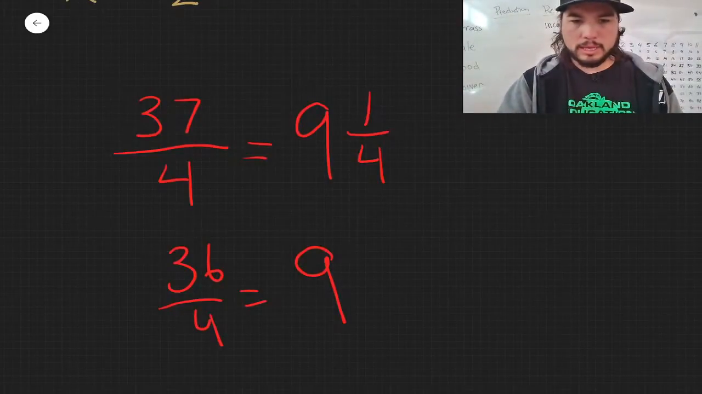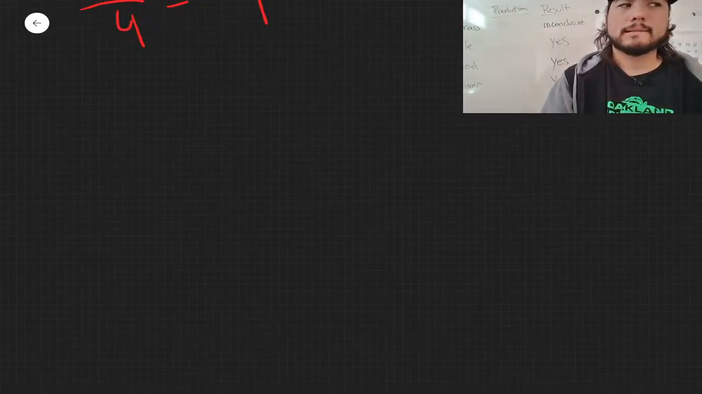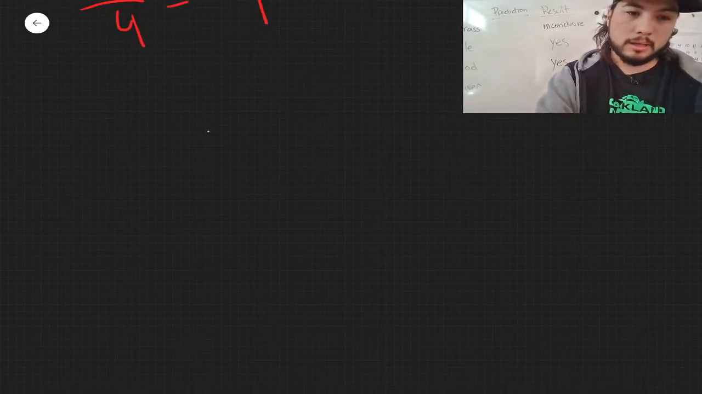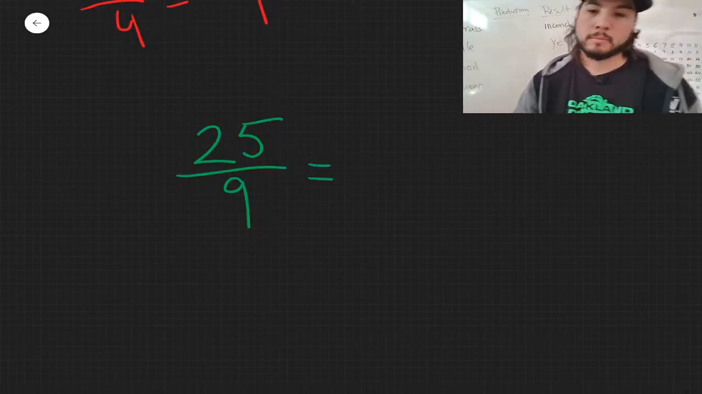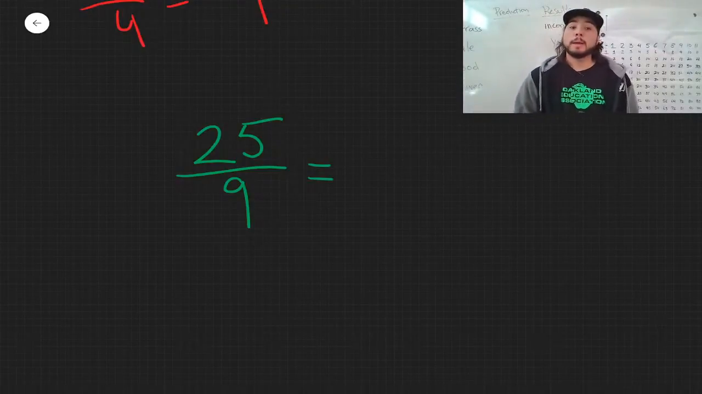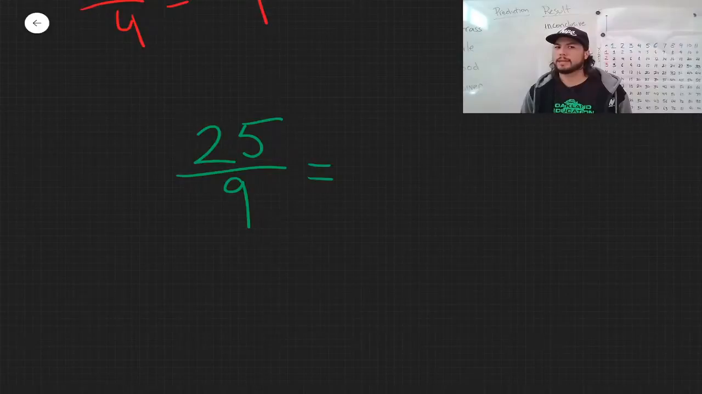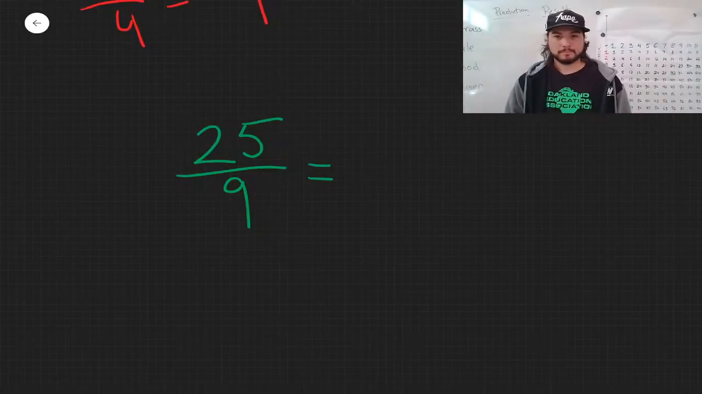I'm just gonna give you one to leave you on. I'm not even gonna give you the answer on this one. I'm just gonna say, let's go for it. Let's go with this one: 25 ninths. How many groups of 9 ninths can we make with that 25? And then how many ninths are left over? Okay, work on that one. Drop your answer in the chat when you're done.